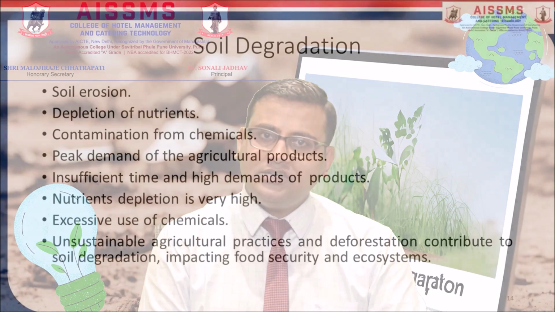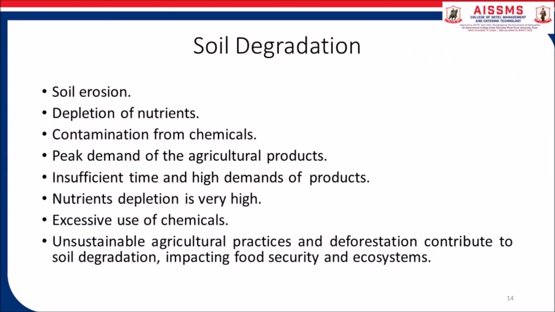The next cause will be soil degradation. Soil degradation, in simple terms, can occur due to erosion, depletion of various natural nutrients, and contamination from various chemicals. Let us understand the key aspects of soil degradation in detail.